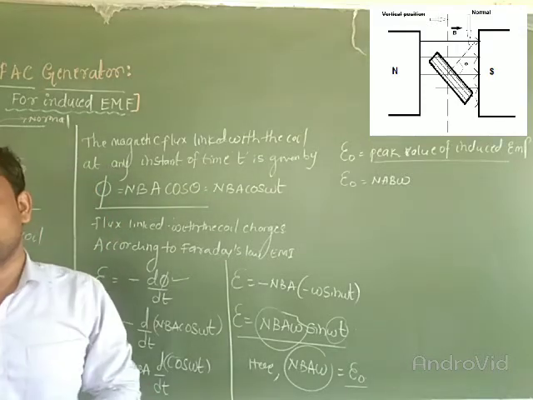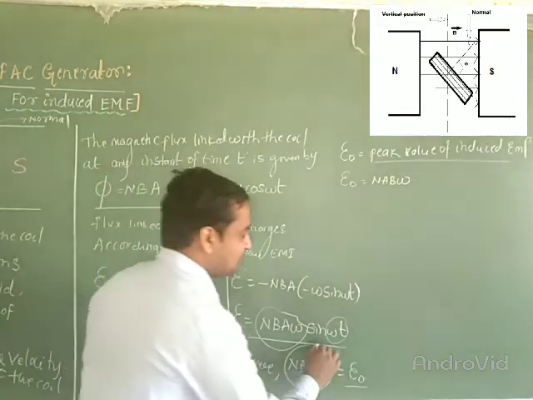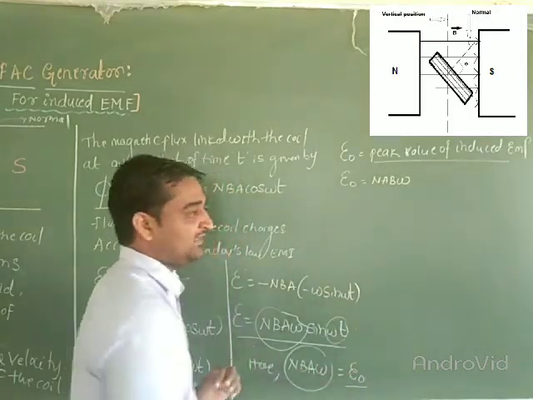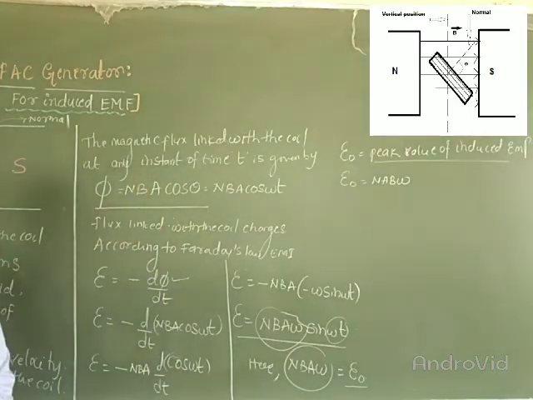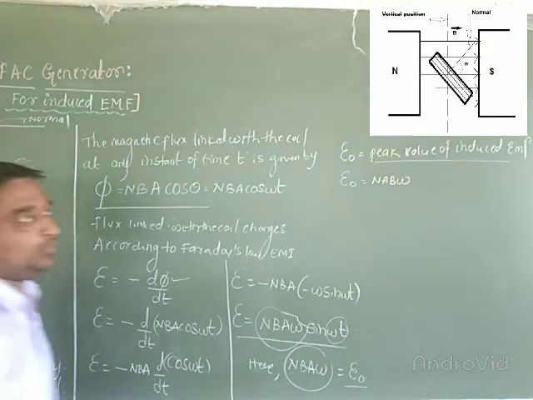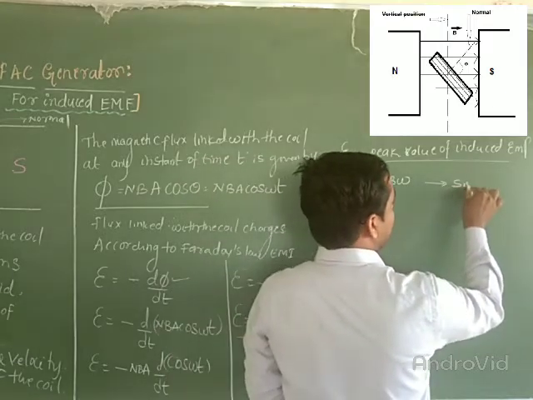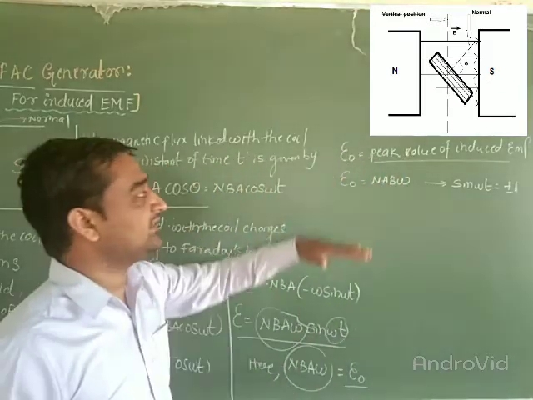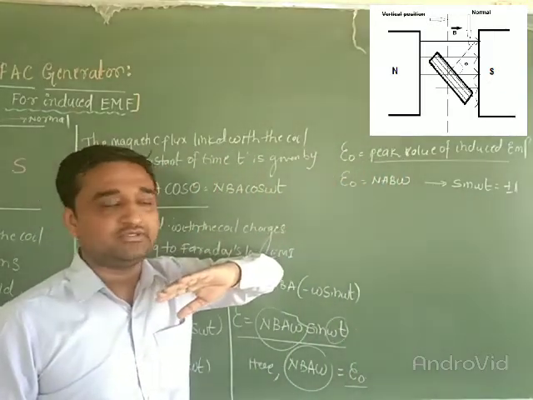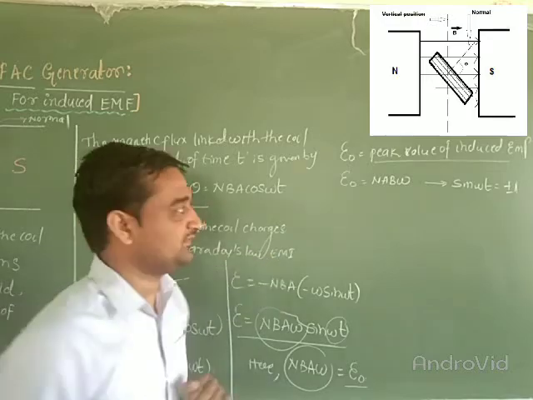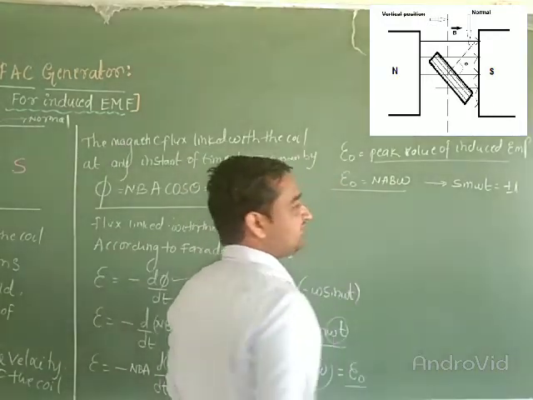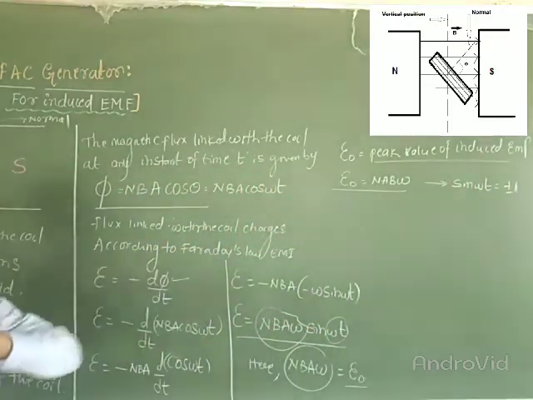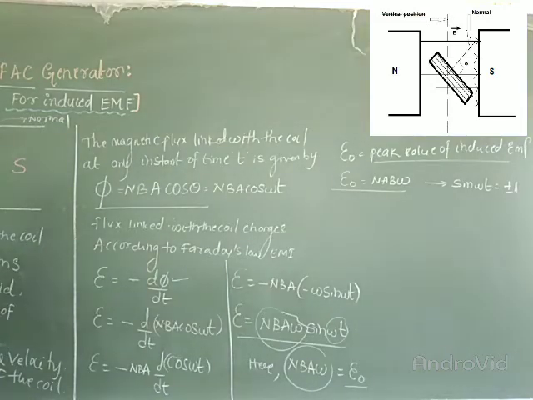That means ωt's value is such that sin is maximum, that is plus 1 and minus 1. So the maximum value of sin theta is plus 1 and minus 1. So when sin ωt value is plus 1 or minus 1, in that case we get the maximum EMF induced, the maximum value of the induced EMF. We get the maximum value of the induced EMF only when sin ωt is plus or minus 1.